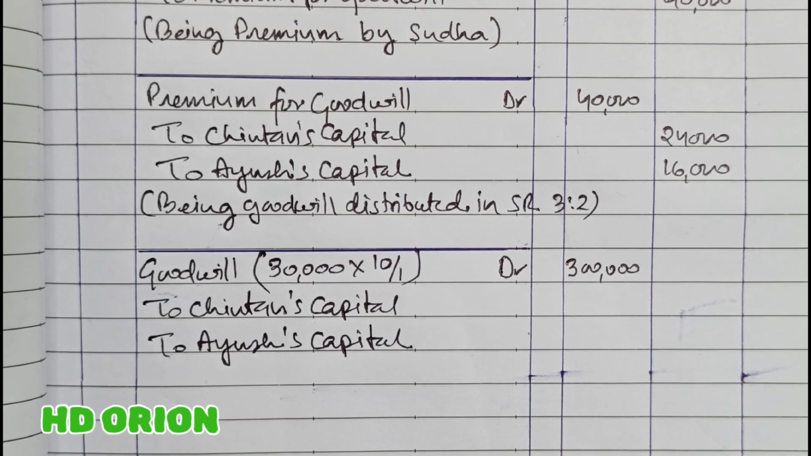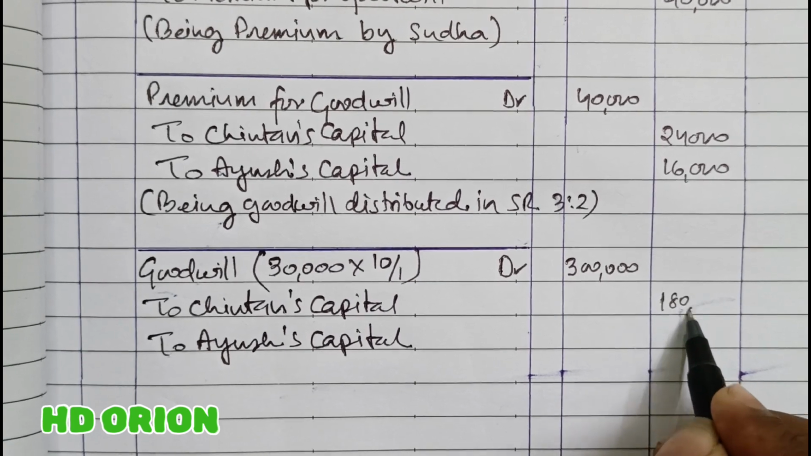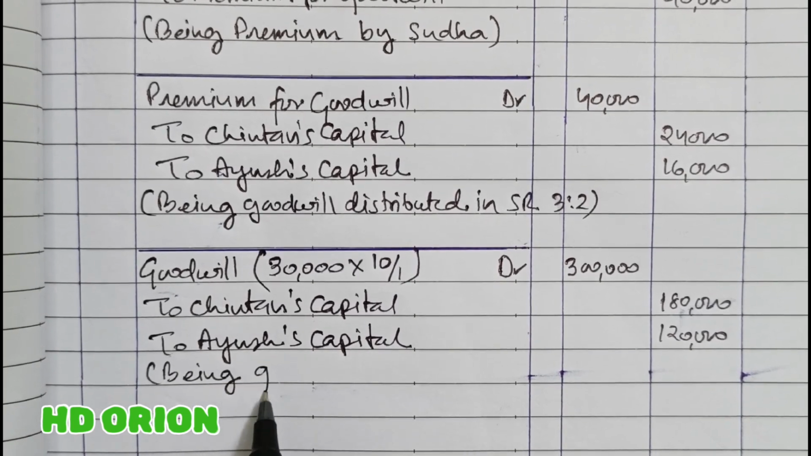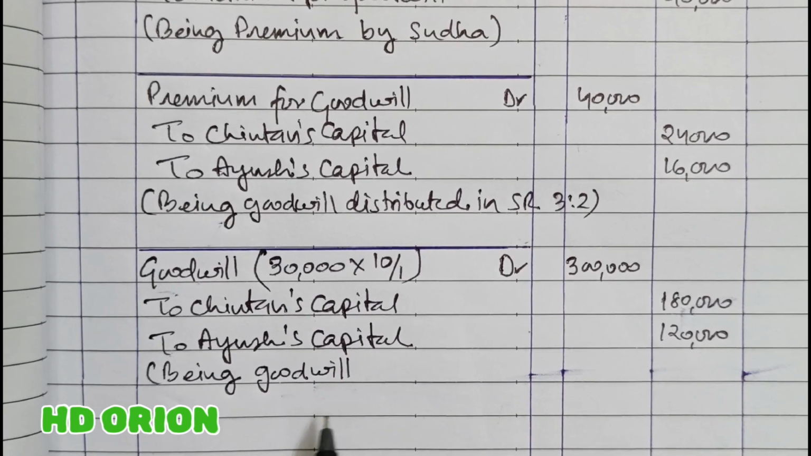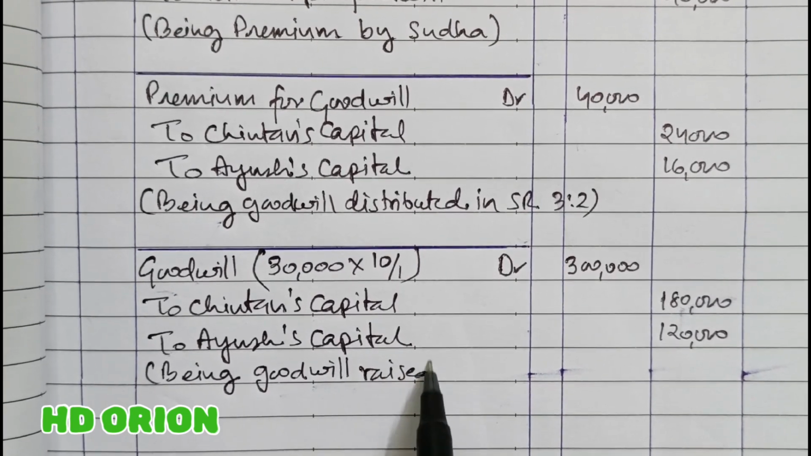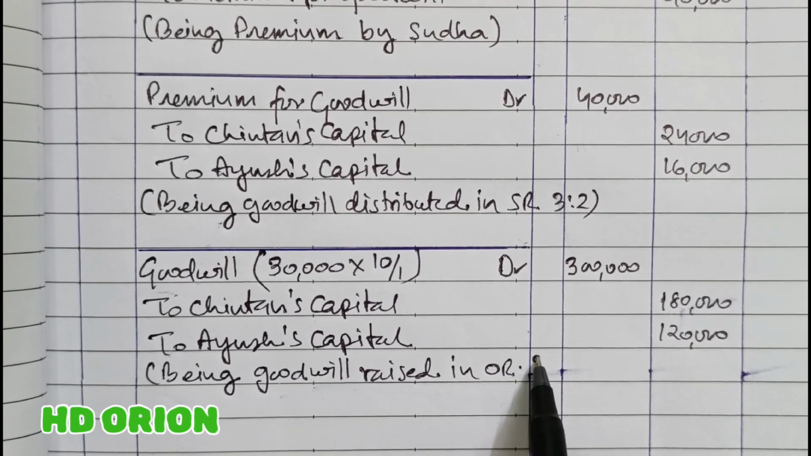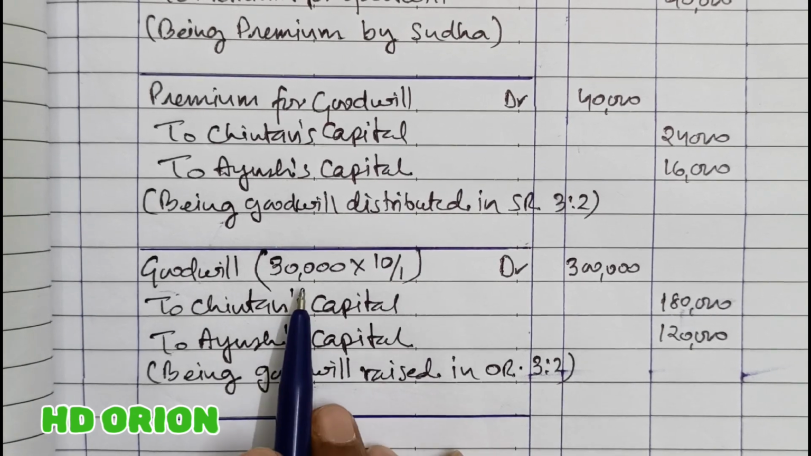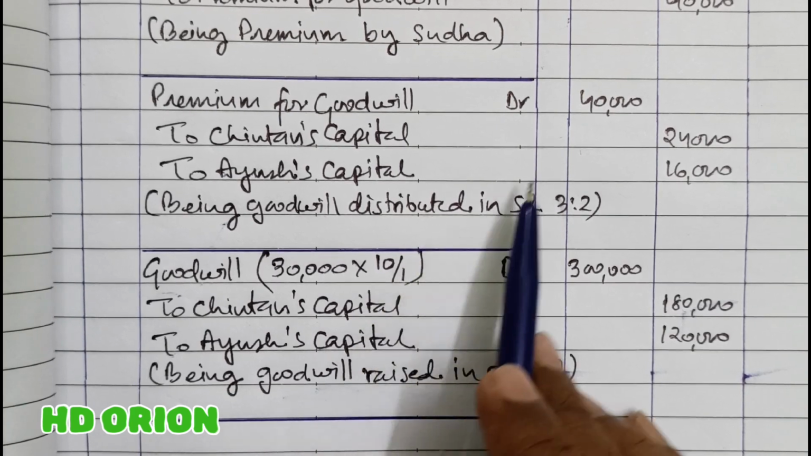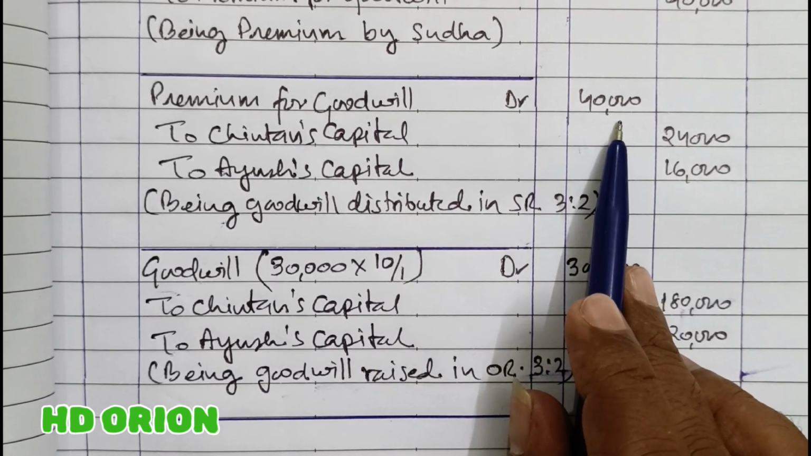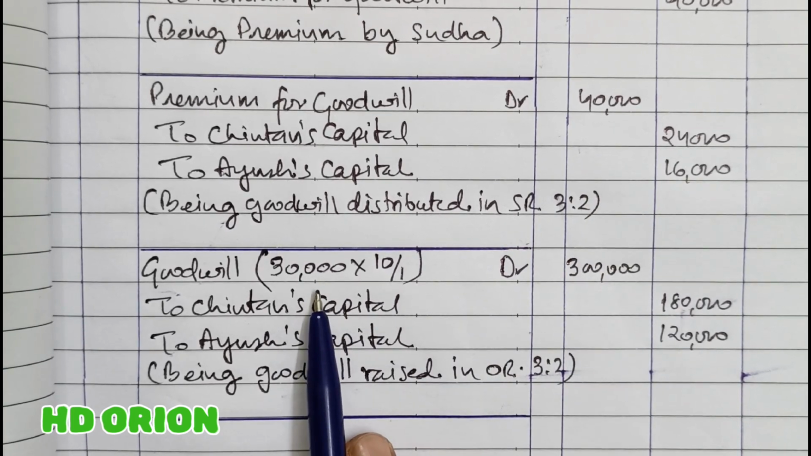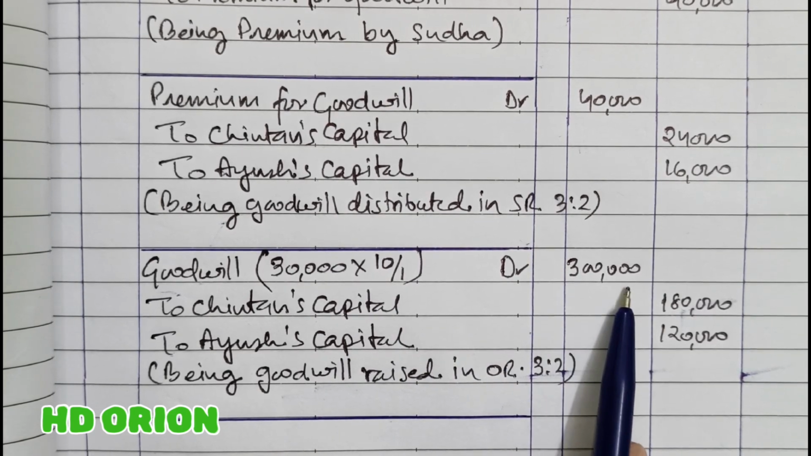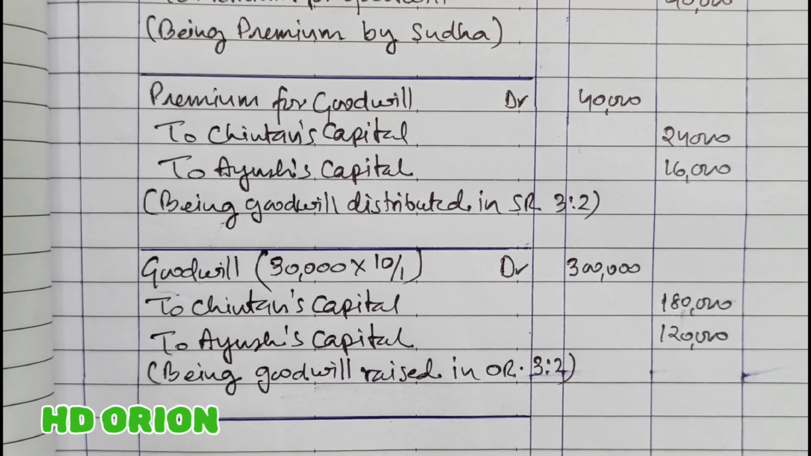So with this 3 lakh rupees, goodwill account will be raised in the old ratio, and old ratio is 3:2. 1,80,000 and 1,20,000 being goodwill raised, means proportionate goodwill raised in old ratio, that is 3:2. Actually the total goodwill of the firm is 70,000 into 10:1, that is 7 lakh, but because he has brought 40,000 rupees in cash, goodwill will be raised only for the amount which he has not brought, and therefore the proportionate goodwill amount is 3 lakh rupees, and it is raised by the same amount in old ratio.